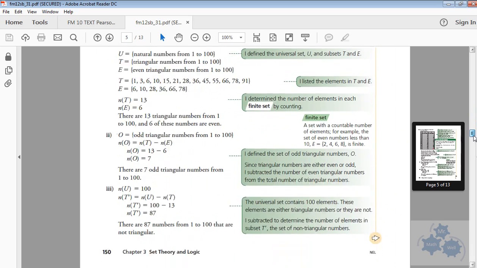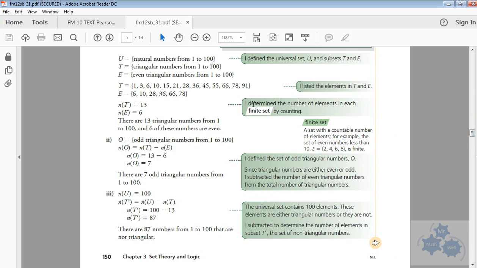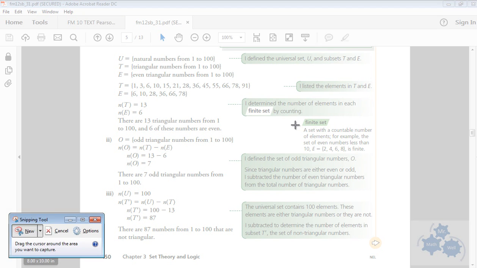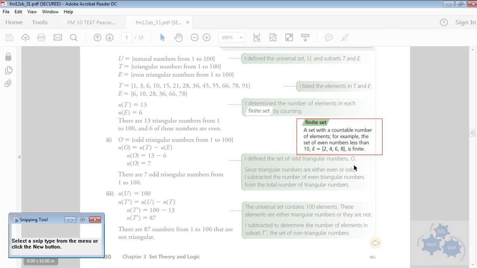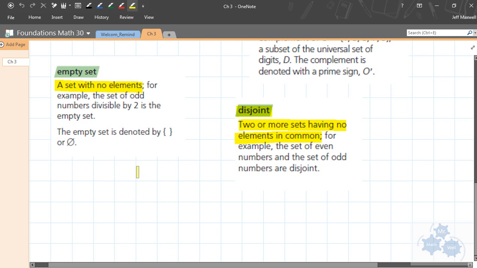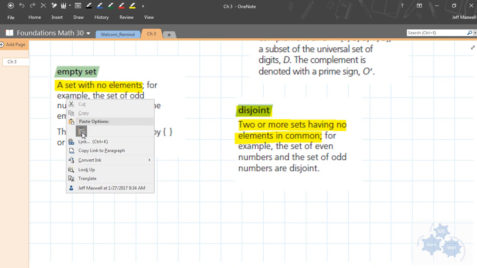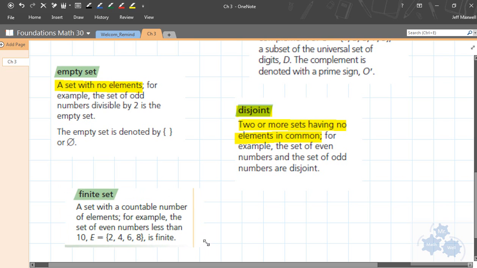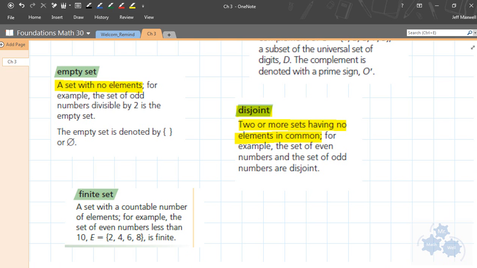Just for some more definitions here, let's do infinite and finite sets. So in a finite set, there's two things we want to look at. One is called the finite set, which basically means that there is a countable number of elements in the finite set, right? Finite.